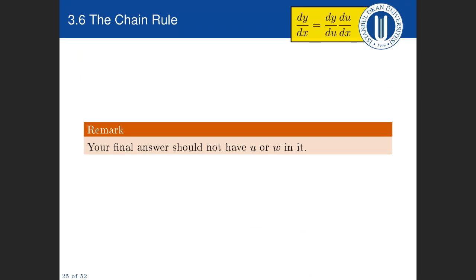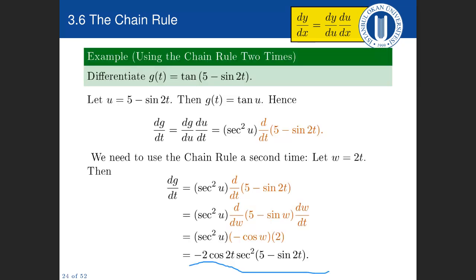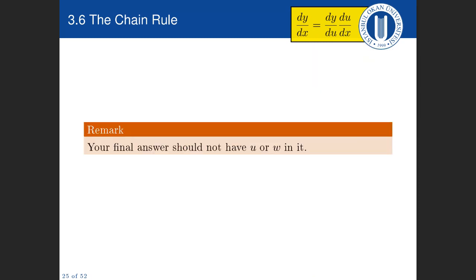As I said before, the final answer should not have any of these temporary or intermediate variables in it. The question started with y is equal to a function of t. So g is a function of t, so the answer should just be a function of t. We shouldn't have u or w in the final answer.